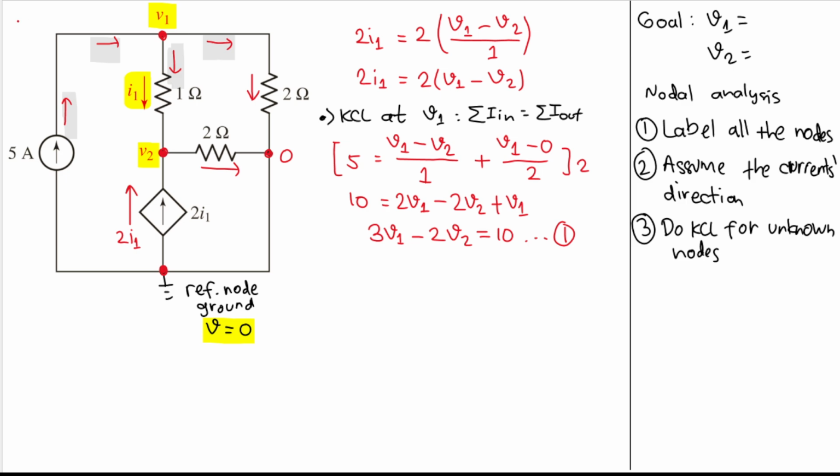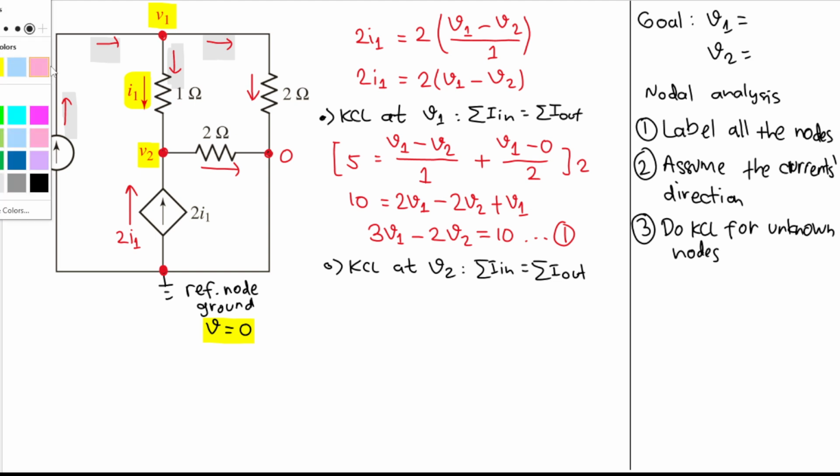Okay, we still need to do KCL at the other unknown node, which is V2. So let's do KCL at V2. Again, KCL says that the sum of the current that goes in will equal the sum of the current that goes out, right? And what is the current that goes in? There are two currents that go in. Let's use another color. This one here goes into V2, and this one also goes into V2.